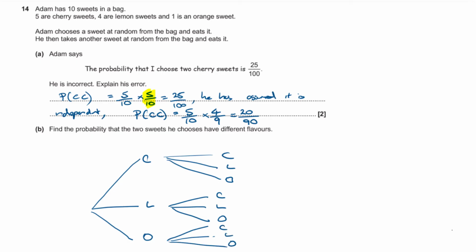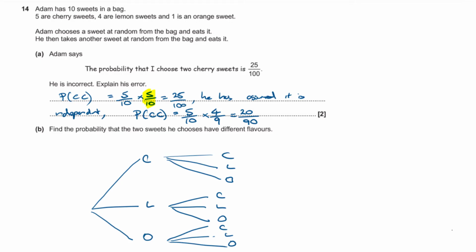They're my 9 possible outcomes. So we want the probability that the 2 sweets he chooses have different flavors. Okay, so there are 6 outcomes that are different. You've got cherry lemon, cherry orange, lemon cherry, lemon orange, or orange cherry, orange lemon. They're the 6 choices. That seems like a lot of work.